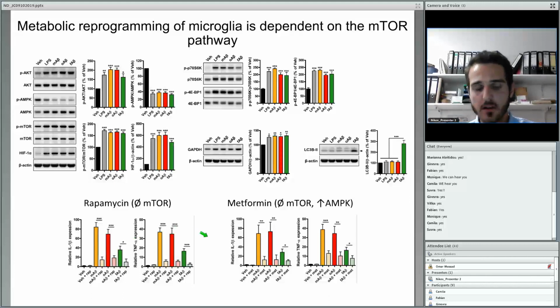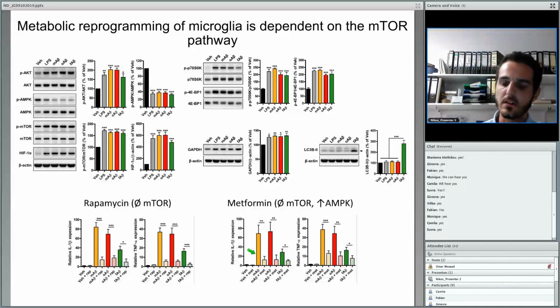They used another inhibitor, metformin, which inhibits mTOR and increases the AMPK phosphorylation, and again they find the same result. So this pro-inflammatory status of the microglia cells is actually diminished, suggesting that the metabolic reprogramming of microglia that drives them to become pro-inflammatory due to the exposure to the A beta peptide is dependent on the mTOR pathway.